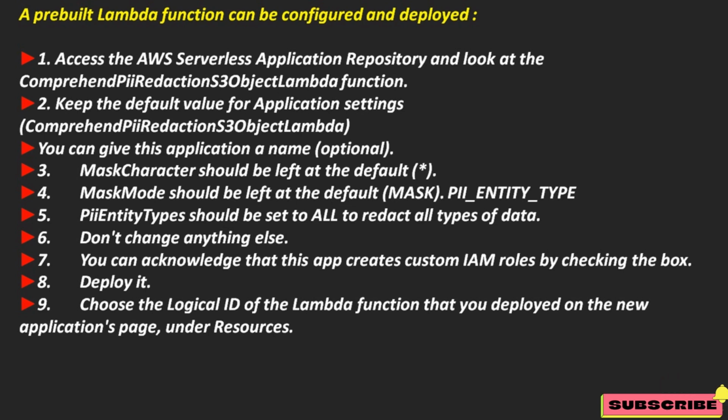The PII entity types should be set to all to redact all types of data. The PII entity types value specifies what PII entity type should be redacted. Don't change anything else here, because depending on your use case, you can configure additional settings in the readme file section. You can acknowledge this as application create steps and custom IAM roles by checking the box and deploy it.